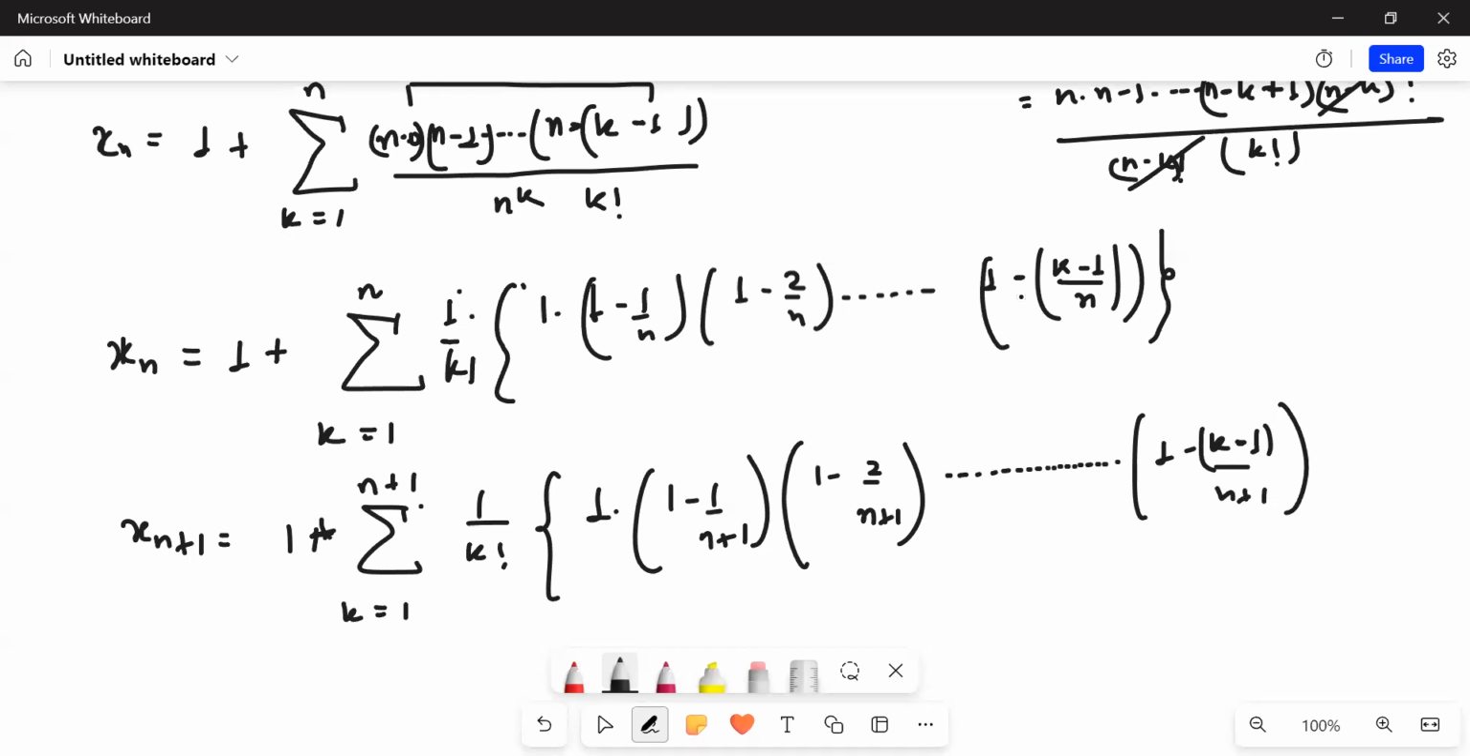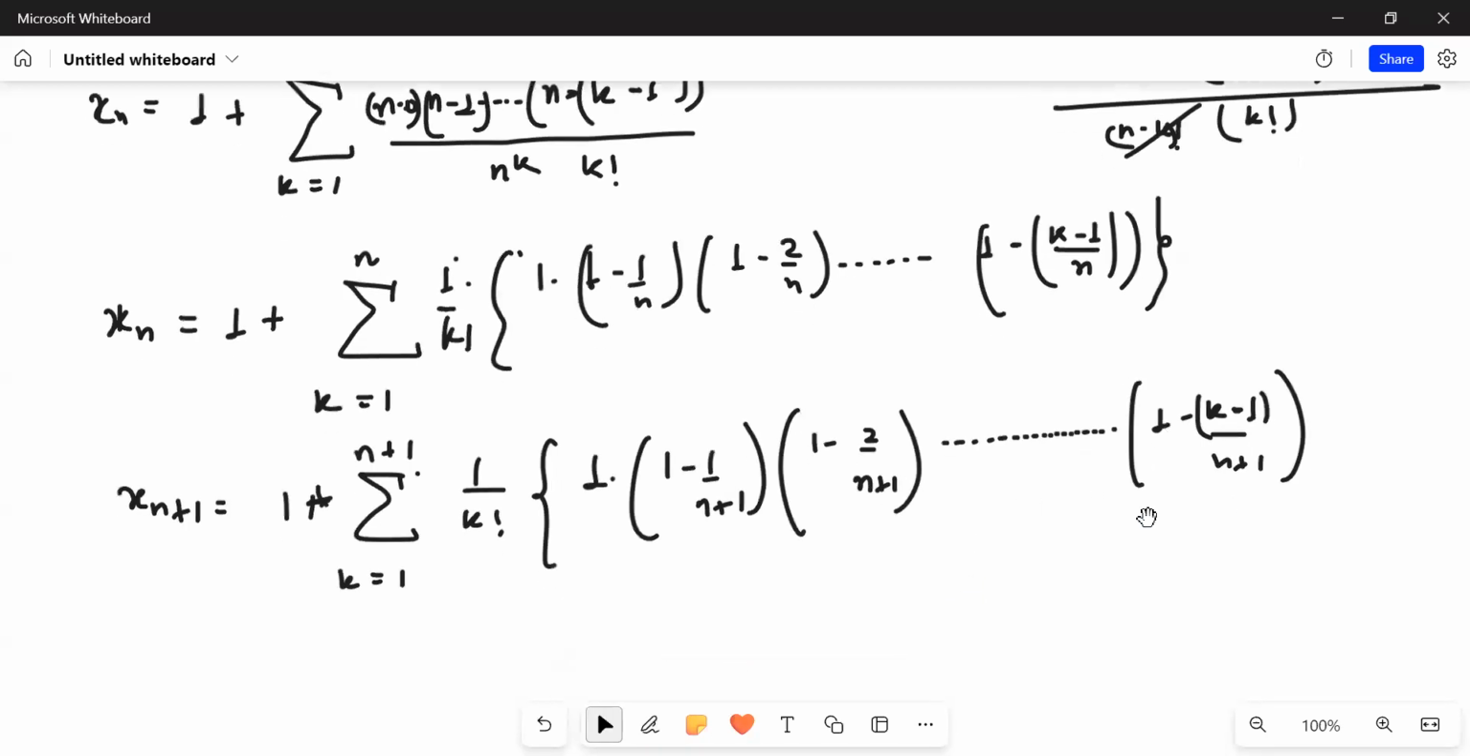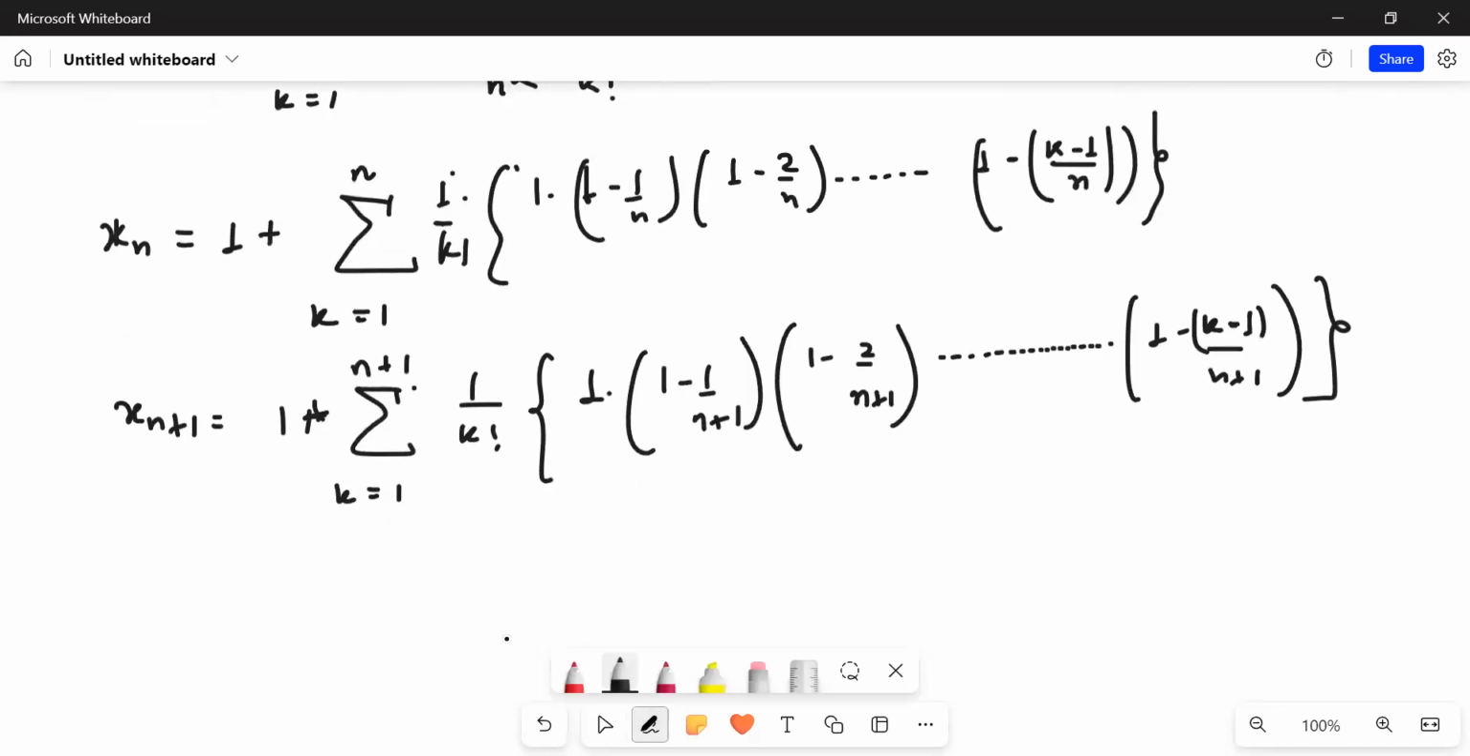Now you see, this particular thing is being divided by n, and this is divided by n plus 1. So clearly this would be more and this would be less, less being subtracted from 1. Here 1 is getting subtracted by k minus 1 upon n, here 1 is getting subtracted by k minus 1 upon n plus 1. So n plus 1 is greater, obviously this would be less, so less is being subtracted from 1. Here more is getting subtracted from 1. And the same applies to all these brackets. So clearly, you can see that xn plus 1 would be greater than xn. Clearly, the sequence xn is an increasing sequence.